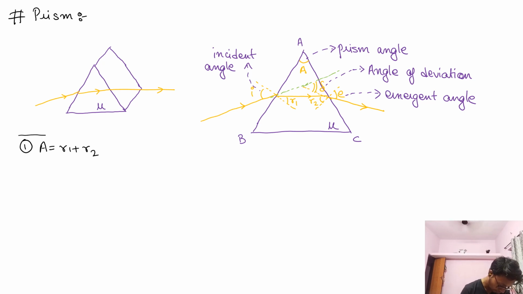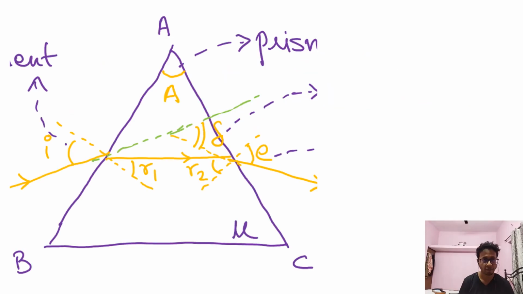Very good. But my question is, how did I derive this relation, A is equal to R1 plus R2? That means this angle is equal to this angle plus this angle. We are going to prove that the angle of prism A is equal to R1 plus R2. So how do we prove that? See, we extend our line out here, we extend this line. Now let this angle be C.